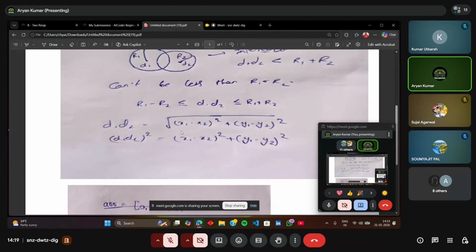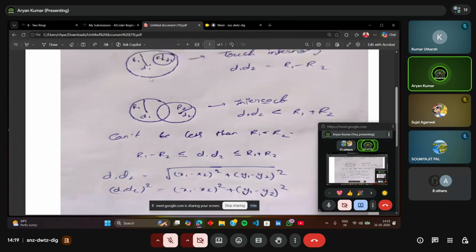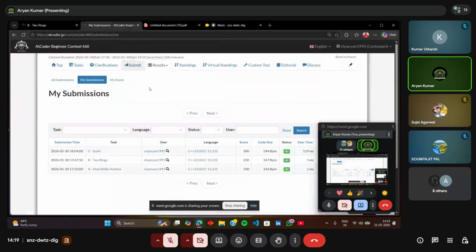So we will use the squares of distances. We need (r1 minus r2) whole square to be less than or equal to d whole square, which should be less than or equal to (r1 plus r2) whole square. Okay, so this is the simple condition. Now we will see its code.